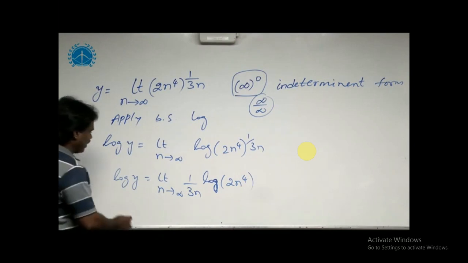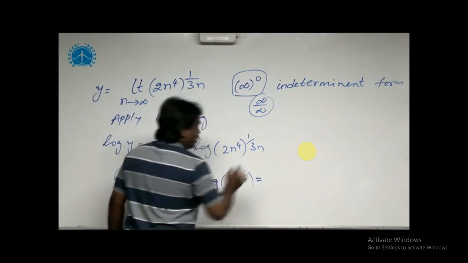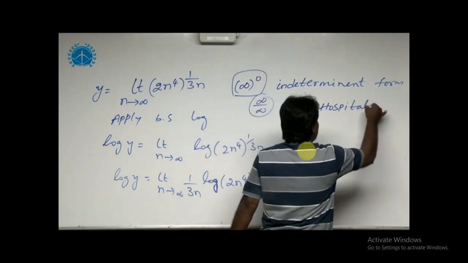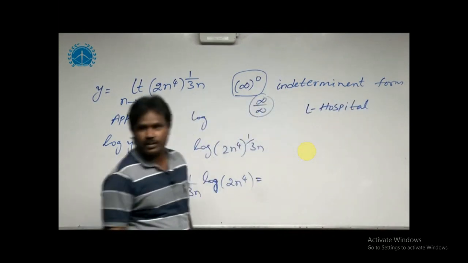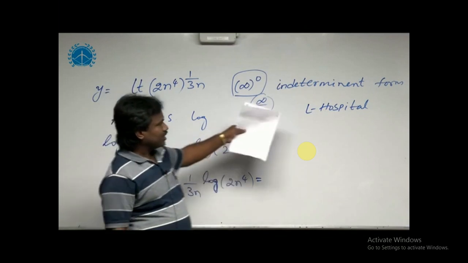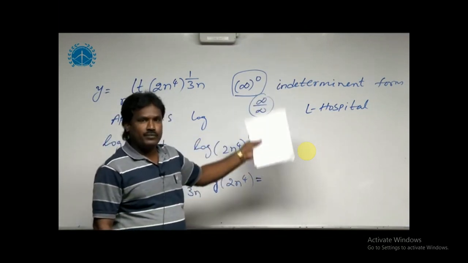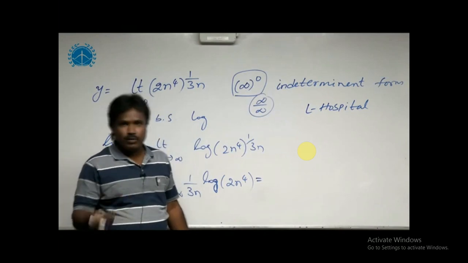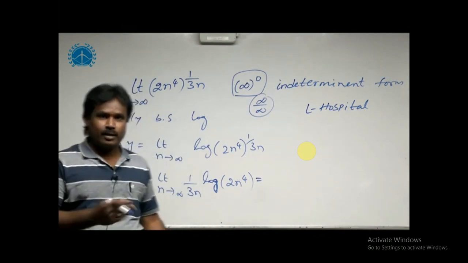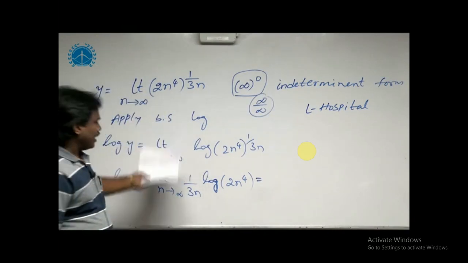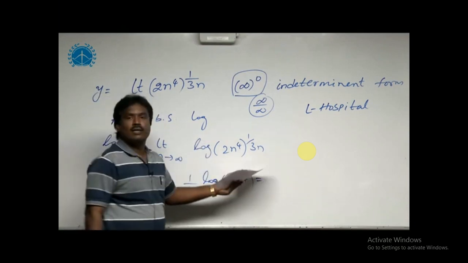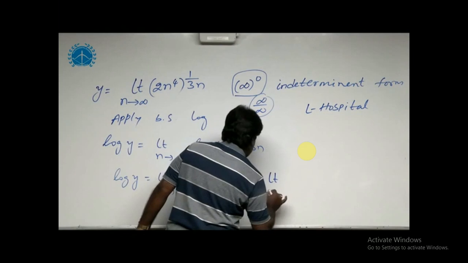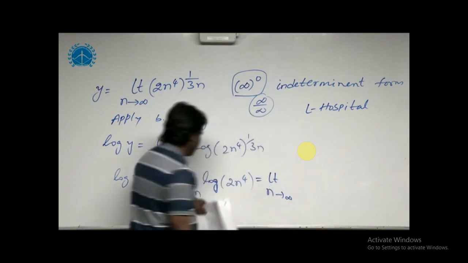So if you apply L'Hospital rule, what is L'Hospital rule here? L'Hospital rule means differentiate both numerator and denominator, and after that if you get a determinate form, then only you can apply the limit. Again if you get an indeterminate form, then once again apply the limit as n tends to infinity using L'Hospital rule. So first, the numerator. What is the numerator here? Log of 2n power 4.